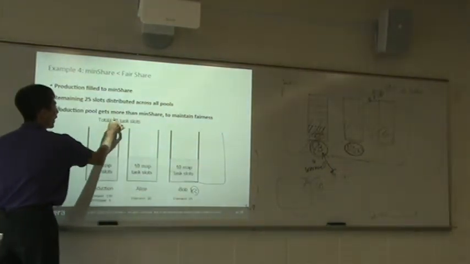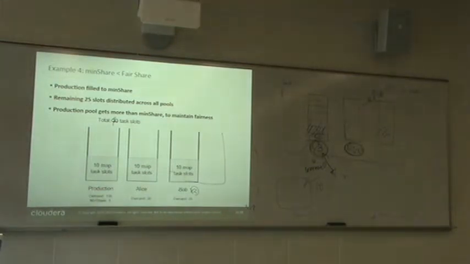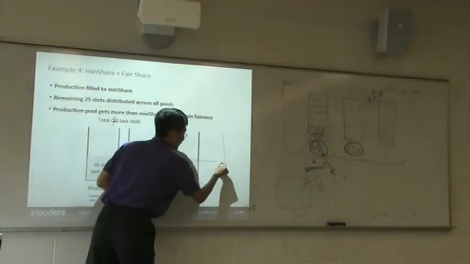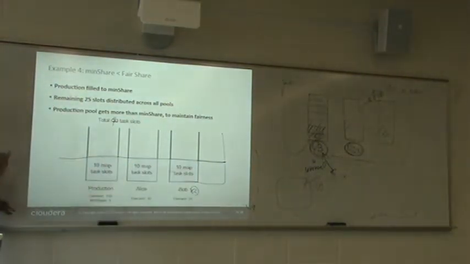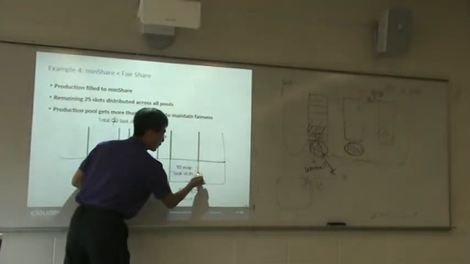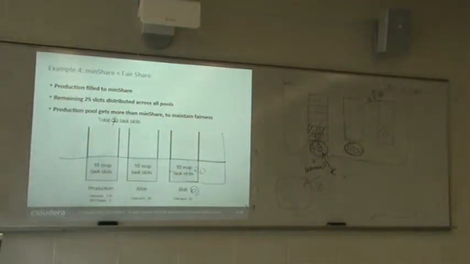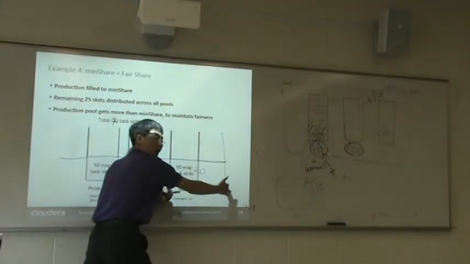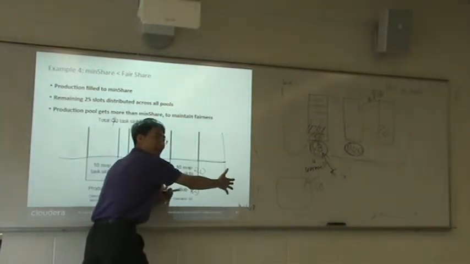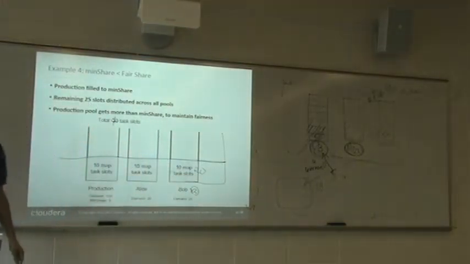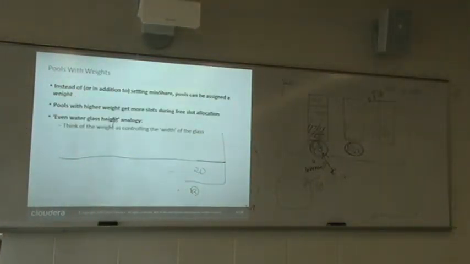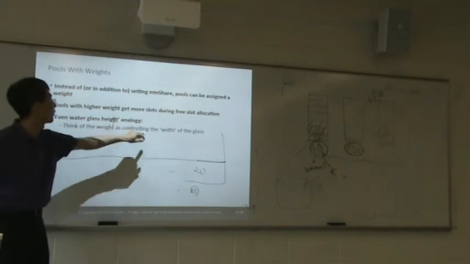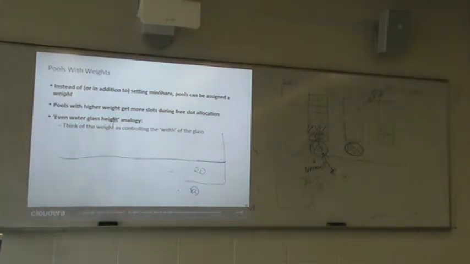For example, if you have 40 available tasks, it will be 20 at the same time. So the fair height is the same, but it has two times the weight, a wider area. So this is the width, kind of the width of the glasses.